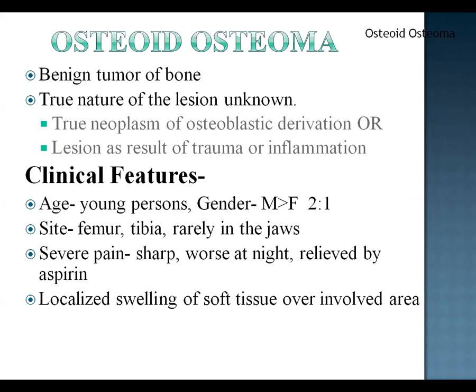Nature of the lesion unknown. True neoplasm of osteoblastic derivation or a lesion as a result of trauma or inflammation. Clinical features: age, young persons, sites femur and tibia, rarely in the jaws, severe sharp pain, worse at night, relieved by aspirin, with localized swelling of soft tissue over the involved area.